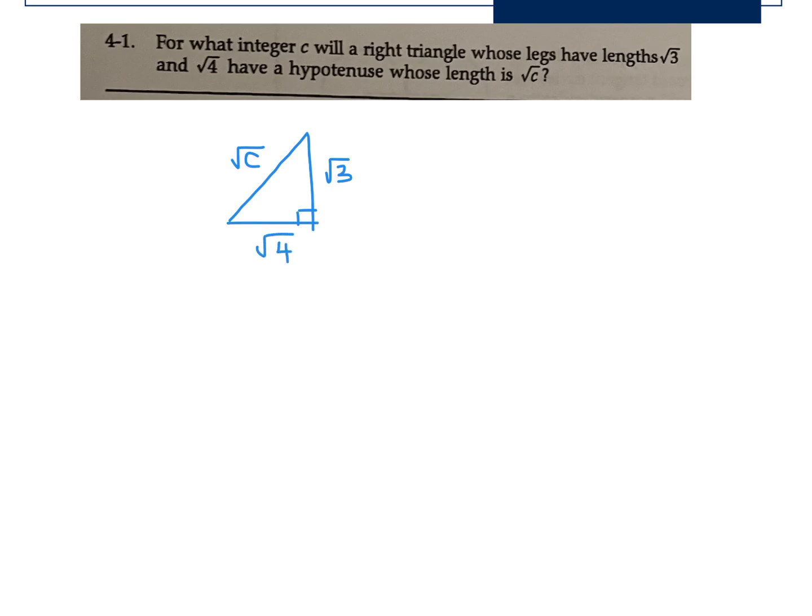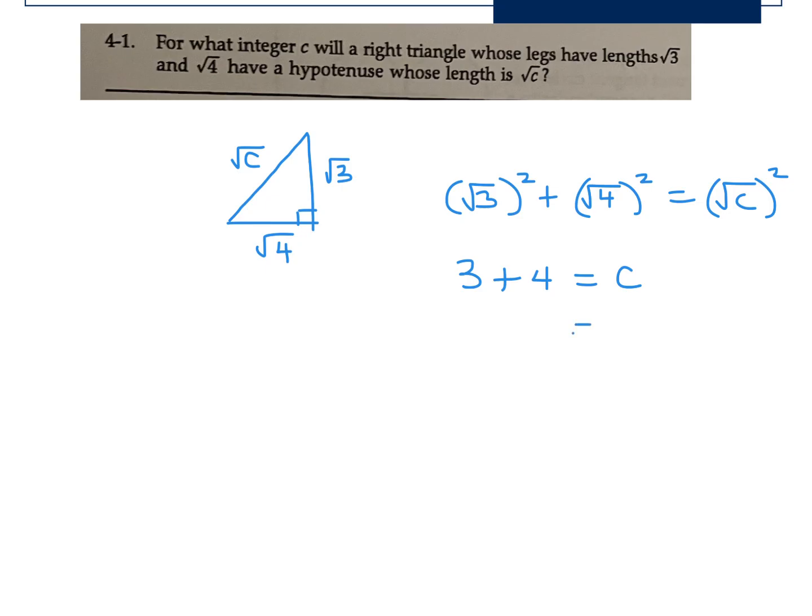According to the famous Pythagorean theorem, it would be root 3 squared plus root 4 squared is equal to root c squared. Correct? So we have 3 plus 4 is equal to c, and therefore c is 7.